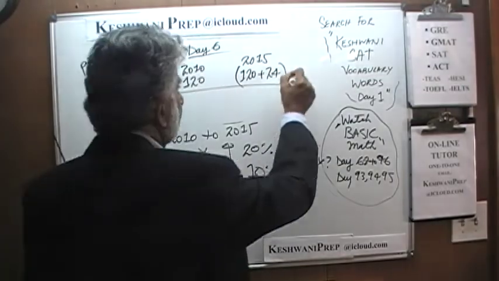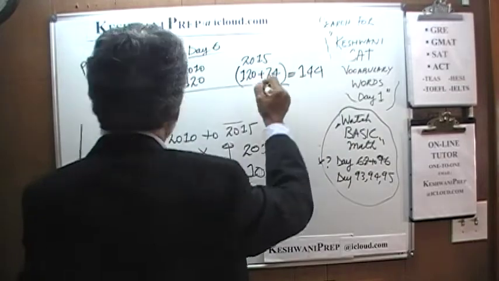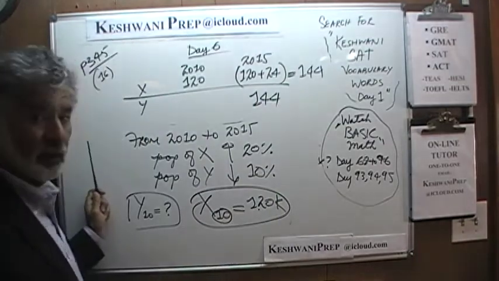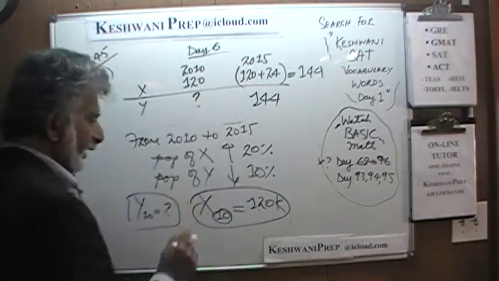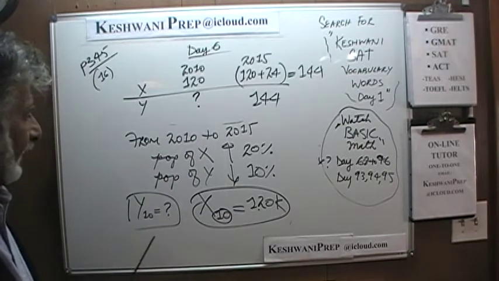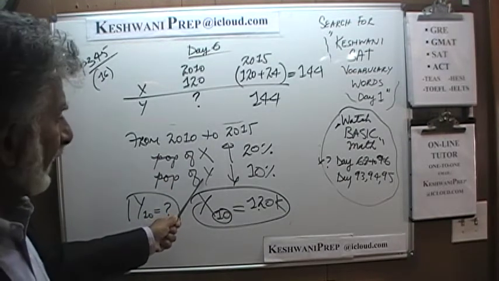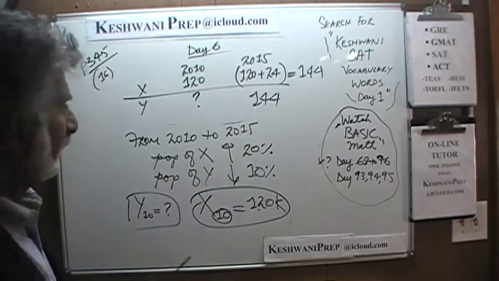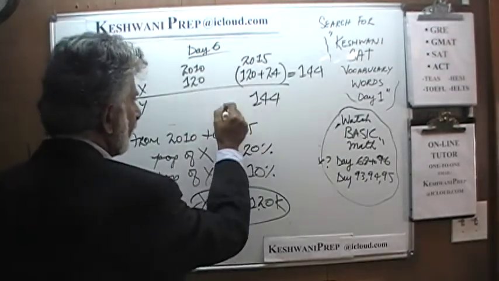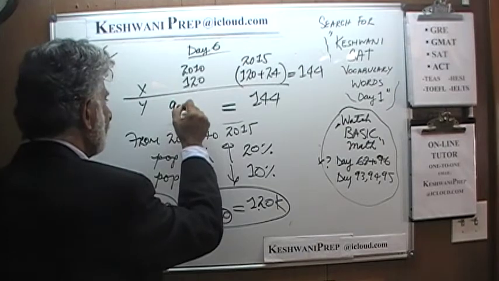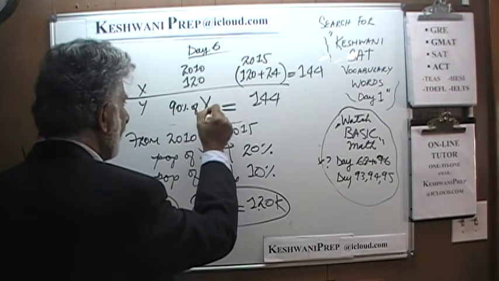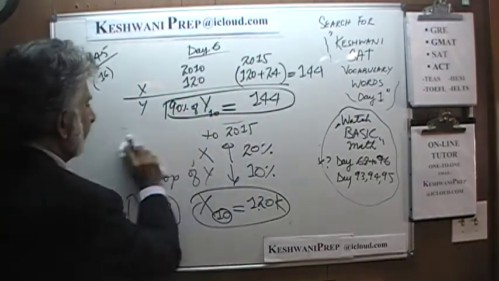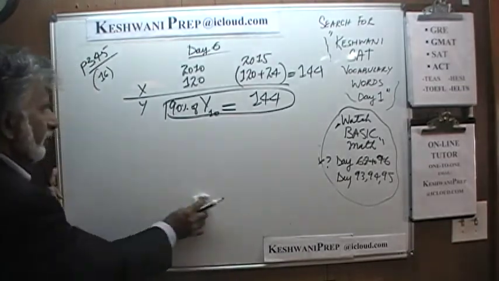Now we can pick up from here. So that is 144. If we know the population of X in 2015, we also know the population of Y in 2015 because we were told that they are equal. Now we can figure out this one very easily. Since the population of city Y has decreased by 10%, whatever this number is, it represents 90% of that number. This 144 must equal 90% of the population of city Y in 2010. There you go. This is our equation. That's it. All we have to do is solve it and we are done.